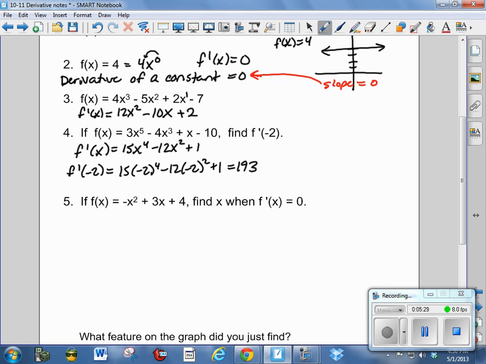193 is the slope of a tangent line. The slope of a tangent line to what? To the function f of x. Where is that tangent line located? At the point negative 2 something. So let's just write this: the interpretation of what 193 means.